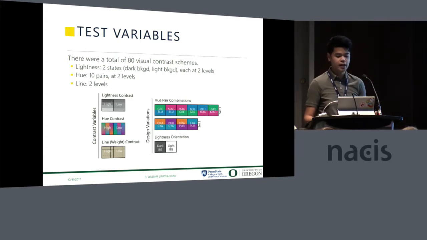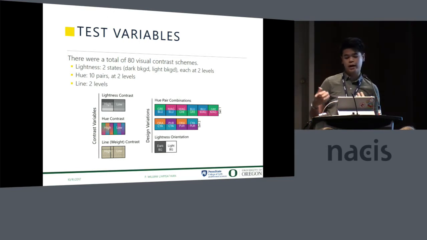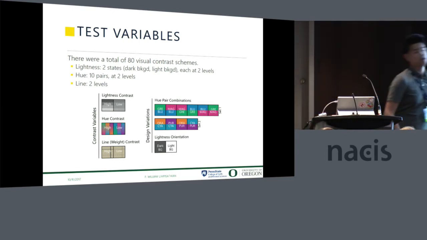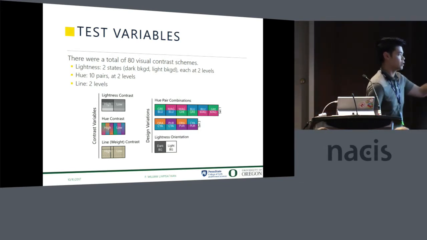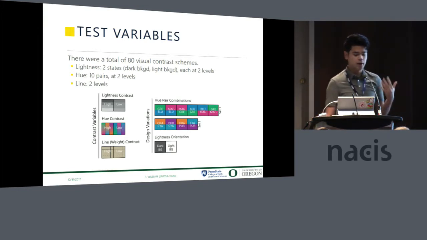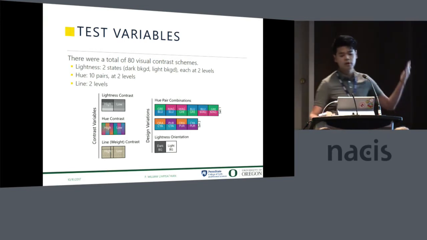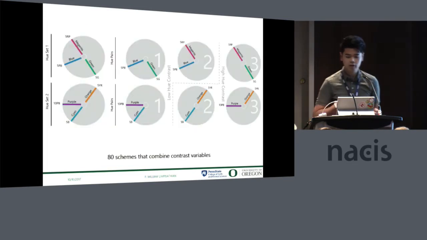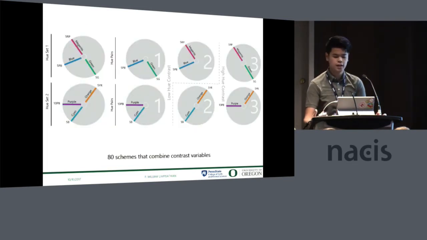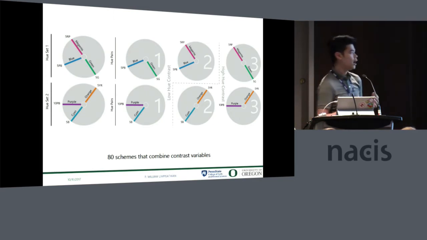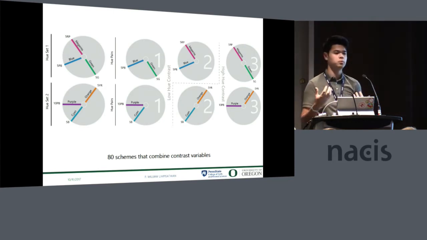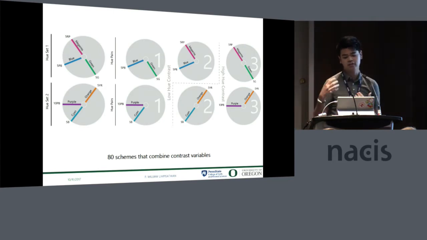So I had a total of 80 visual contrast schemes. They're based off two lightness states, dark versus light background, at 2 levels, high versus low lightness contrast, together with 10 hue pairs representing a range of hues used in cartography at high versus low level, and then 2 levels of line, in this case, line weight contrast. Together, in order to maintain a logical lightness variation, I chose, with the help of Cindy, to use the Munsell color space, which is more optimal when focusing on lightness variation.